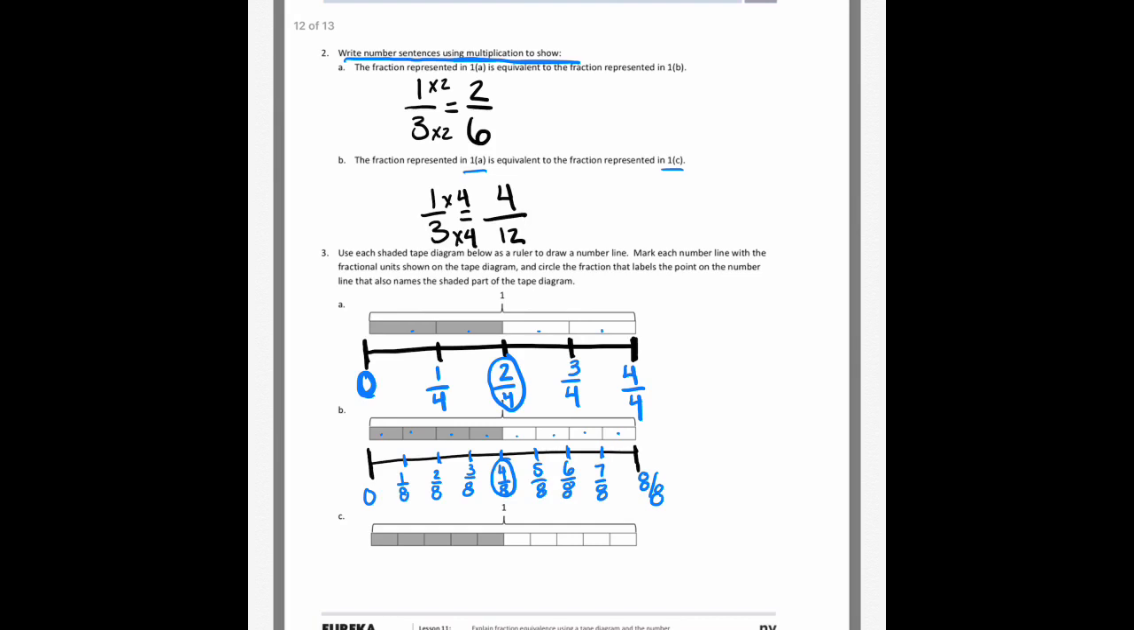Okay, and we have one more to do the same thing for. It looks like, if you look at A and B, that they're covering the same amount of space, but we're going to check here in a minute with some division. Okay, so we're going to put our lines that match up.